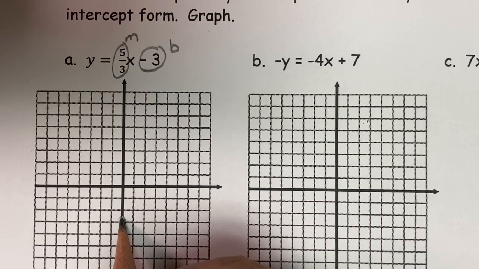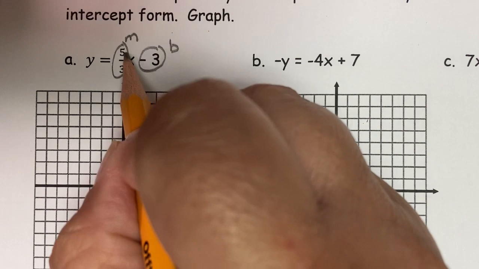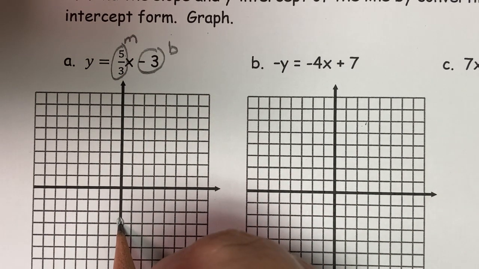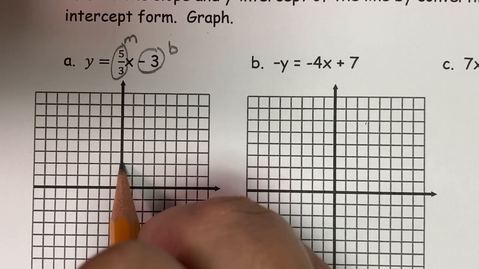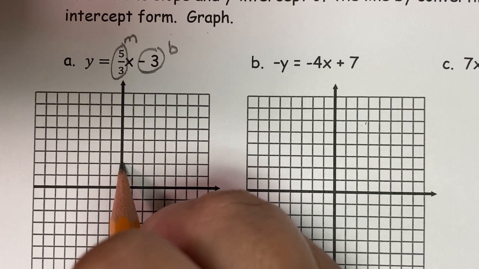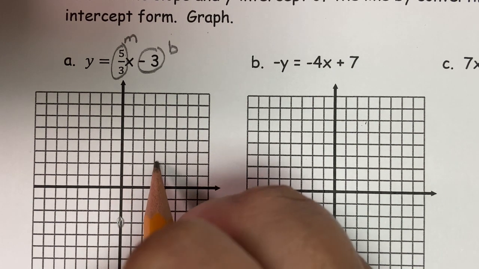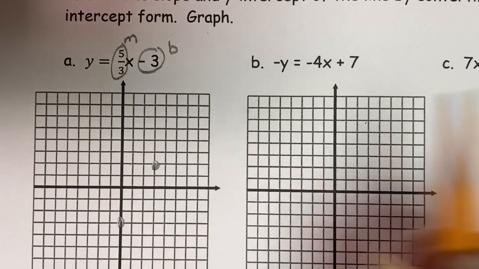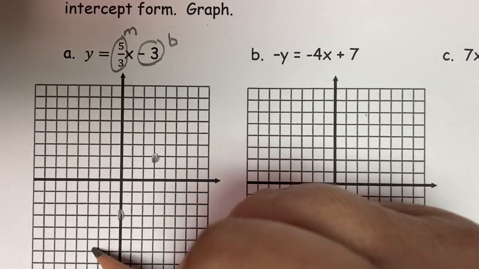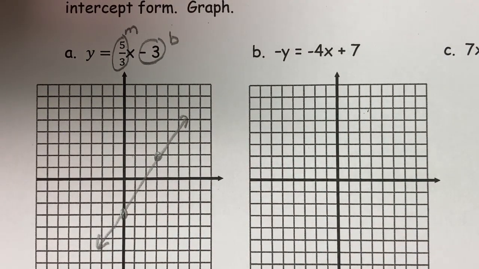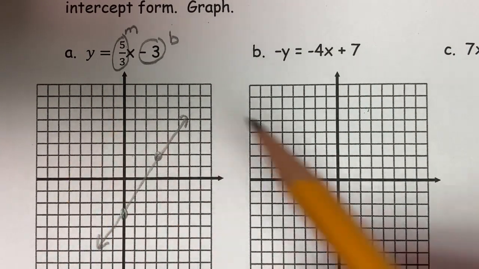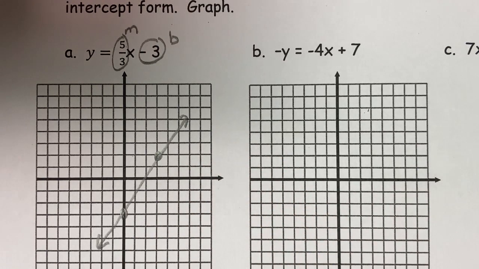And remember, our slope, another way to think of it is rise over run. So my rise is 5. So from my y-intercept, I'm going to rise up 1, 2, 3, 4, 5, but I don't stop there. My run is +3. So I go to the right 1, 2, 3, and I go to that point right there. That gives me 2 points, and that is a picture of my line. Notice my slope is +5/3. Notice how the line rises to the right, just like it should.